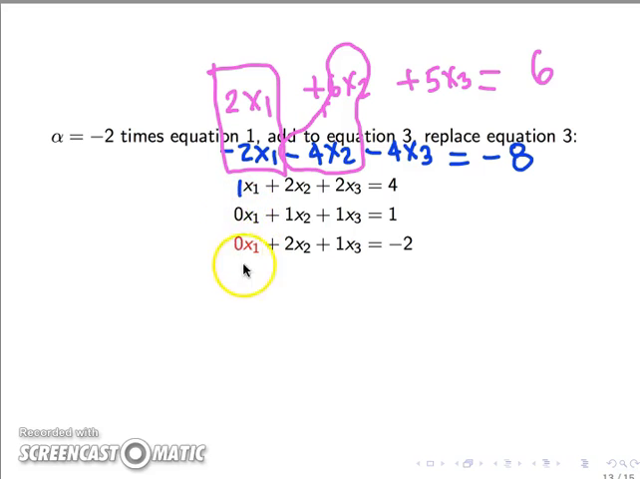Okay, so that is convenient. Originating zeros as coefficients of the variables is convenient when trying to find a solution for the system. So let's see what we do next.